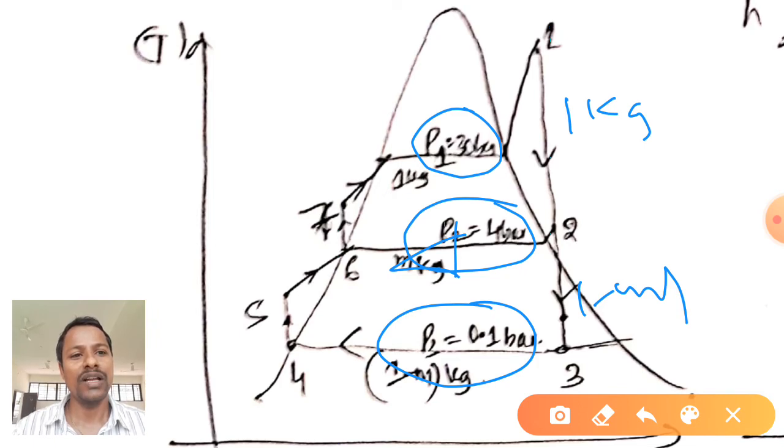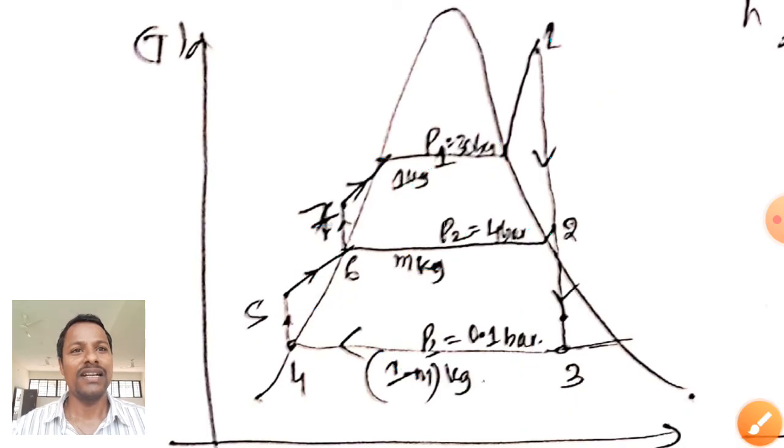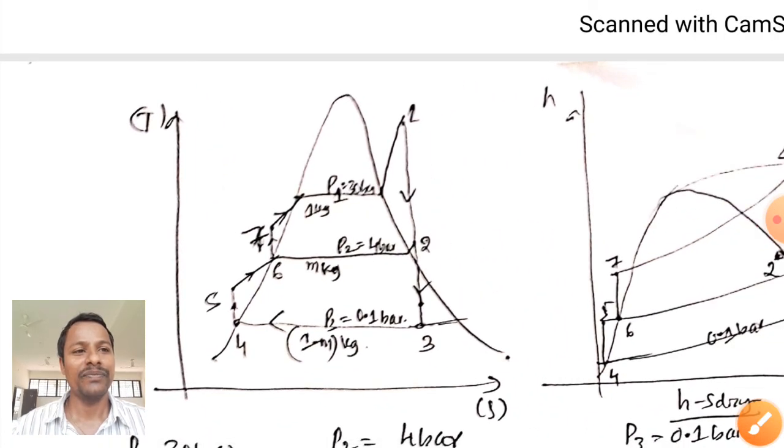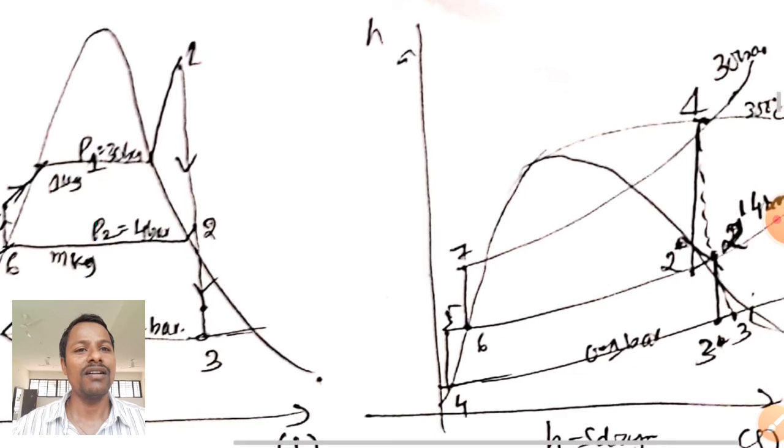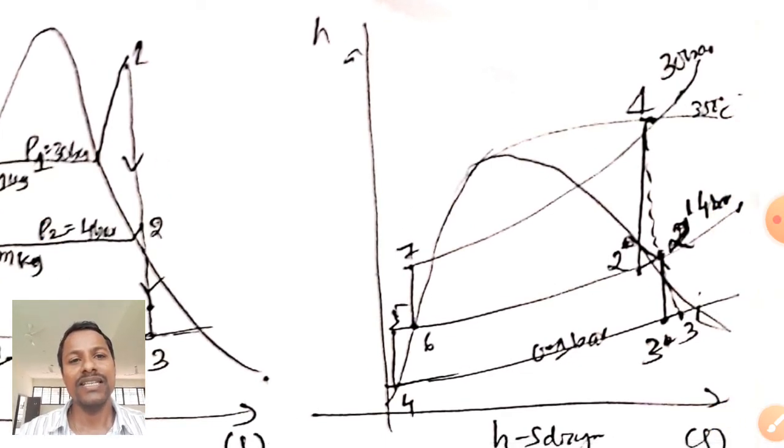3 to 4 is condensation, 4 to 5 is the pumping process, and 5 to 6 is the open feed water heater. Then 6 to 7 is again a pumping process against the boiler pressure. Here I am adding heat energy. So, this is the TS diagram for the present problem. Similarly, we can draw the HS diagram. Since turbine efficiency is mentioned in the problem statement, we can draw the HS diagram for actual conditions.